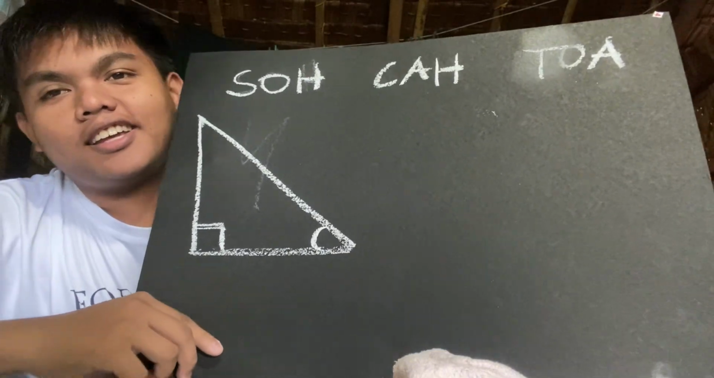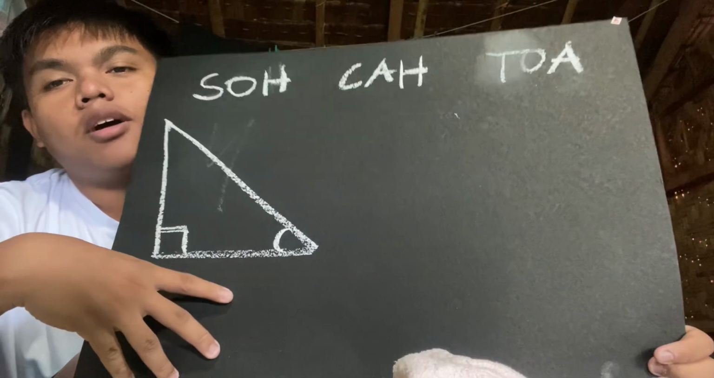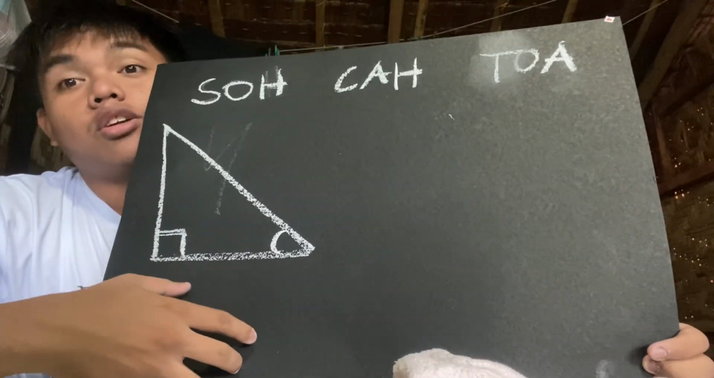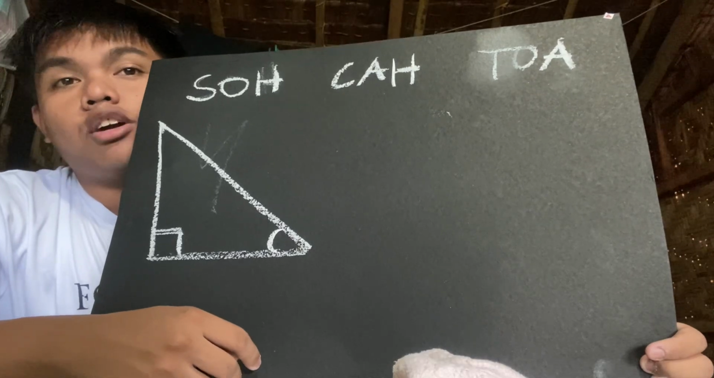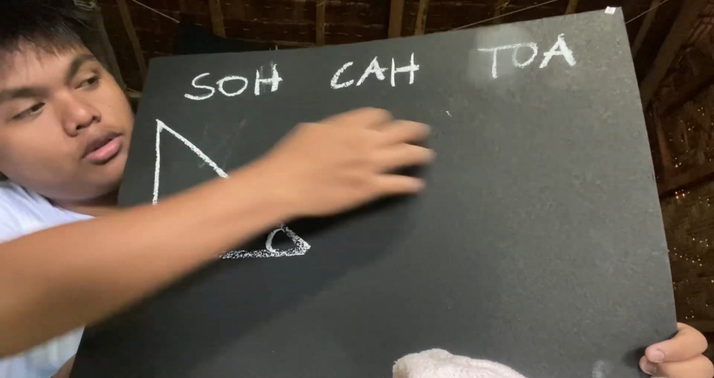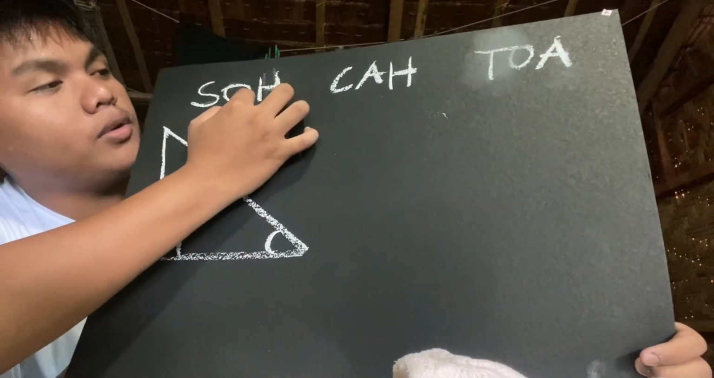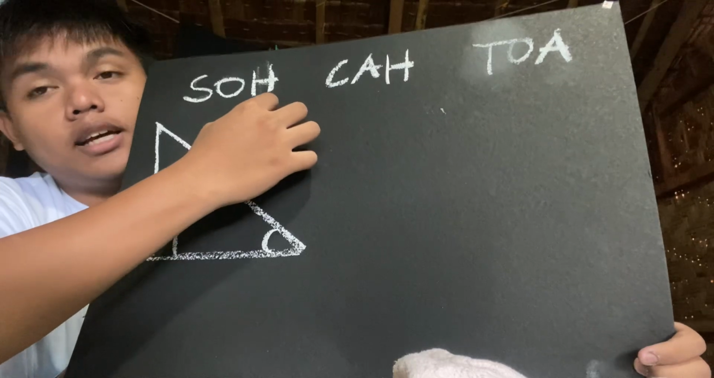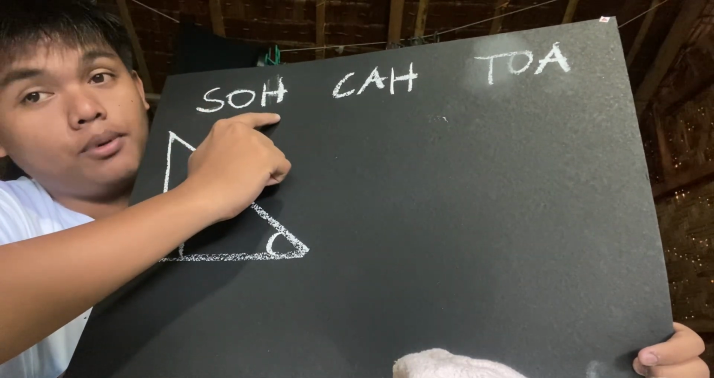I chose this topic, Sohcahtoa. But first, I'll discuss what Sohcahtoa is. Sohcahtoa is a mnemonic device used to remember the trigonometric functions and ratios for the right triangle. So we will use Sohcahtoa only for right triangles. Now, what is the meaning of SOH? SOH stands for sine is equal to opposite over hypotenuse.